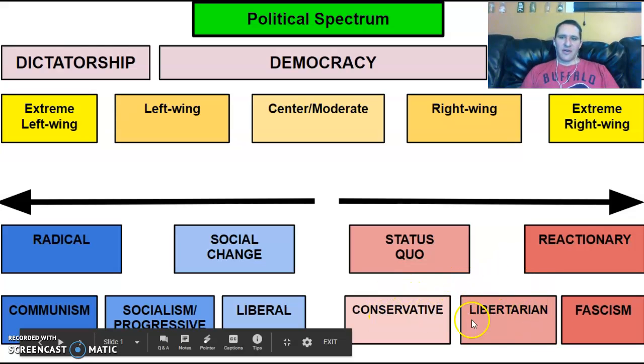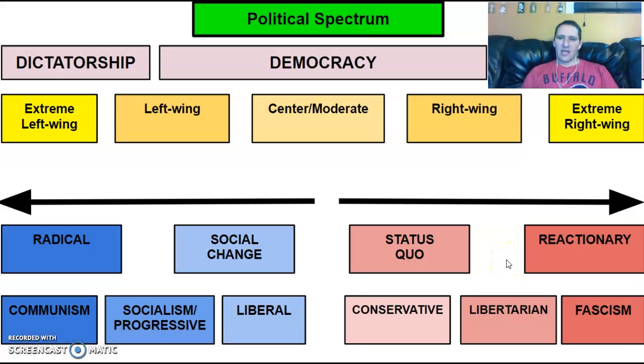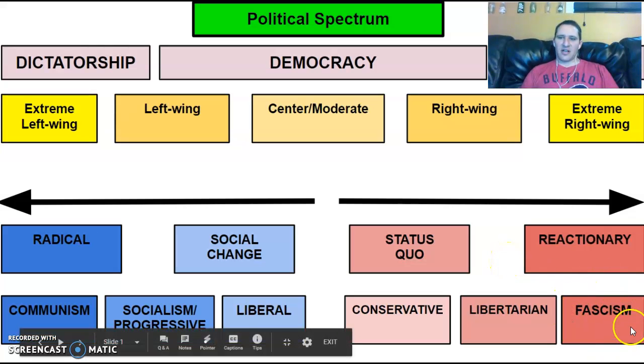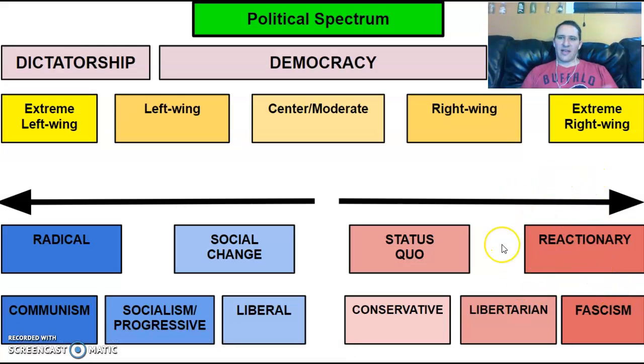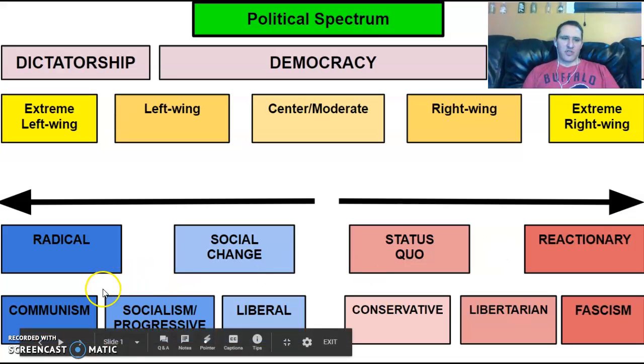Then you're going to have libertarians who believe in the freedom of the individual and small government. And then fascists, again, these are very extreme to the right, bring things back to the way they were. Again, that's going to be more of a dictatorship instead of a democracy. Whereas from socialism to libertarian, these are going to be more of a democratic system of government.